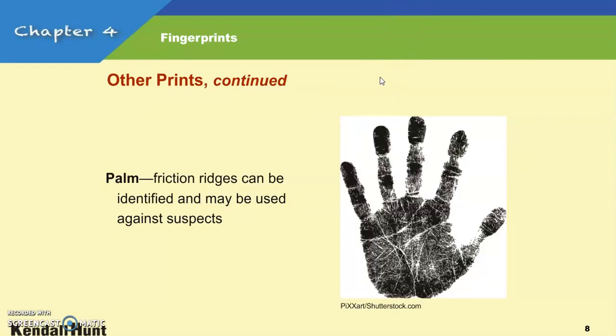Your palm also has lines on it as well. Friction ridges can be identified and may be used against suspects as well, as you can see there. And if you look at your own palms, I'm doing that myself, you can see these lines. Sometimes we have palm readers, right, that read the lines in your hand and things like that. But these can also be used forensically to catch criminals as well.